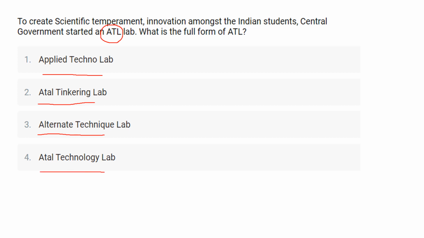Here the full form of ATL is Atal Tinkering Lab, with a vision to cultivate 1 million children in India as neoteric innovators. The Atal Innovation Mission has established Atal Tinkering Laboratories.